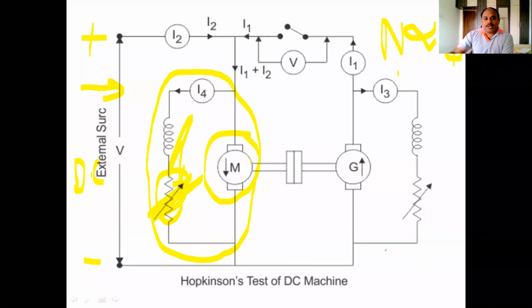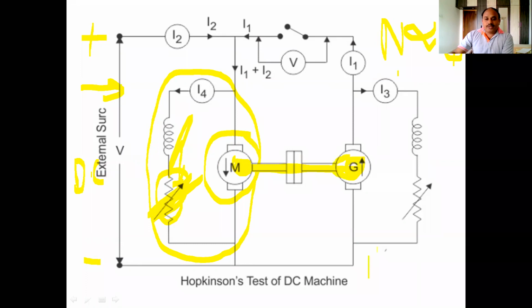If the motor runs at rated speed, since both machines are mechanically coupled, because the motor shaft is connected to the generator shaft, the generator also runs at rated speed.